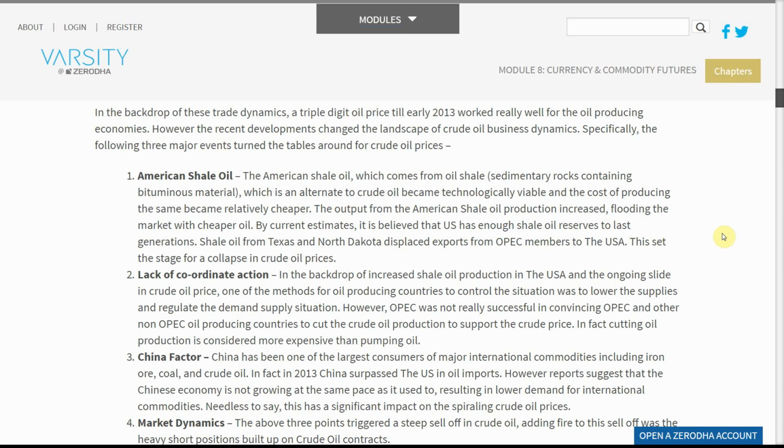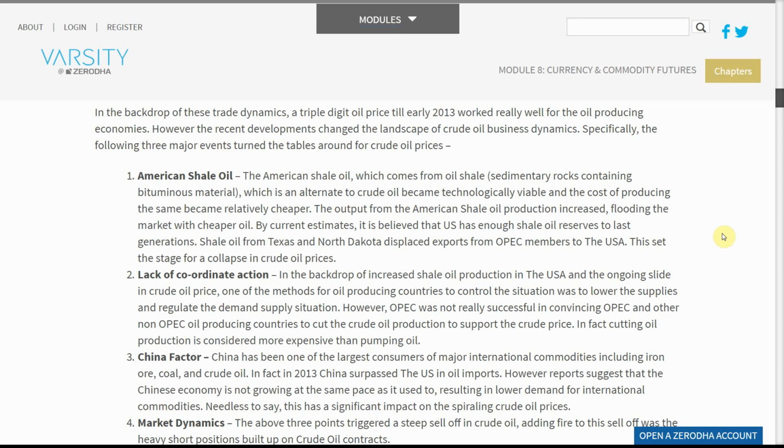By current estimates, it is believed that the U.S. has enough shale oil reserves to last generations. Shale oil from Texas and North Dakota displaced exports from OPEC members to the USA. This set the stage for a collapse in crude oil prices.